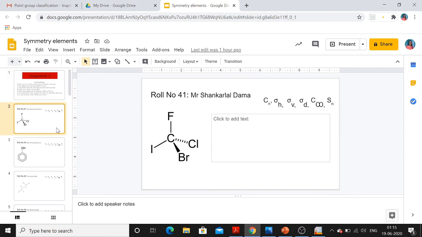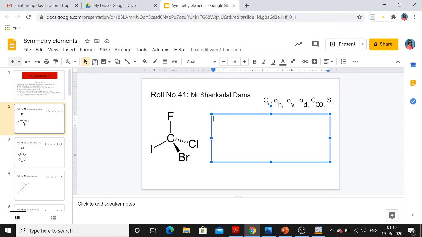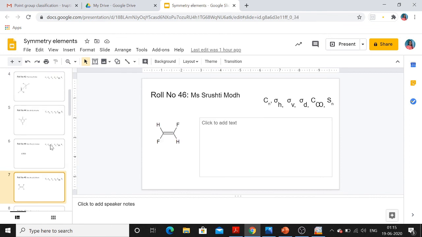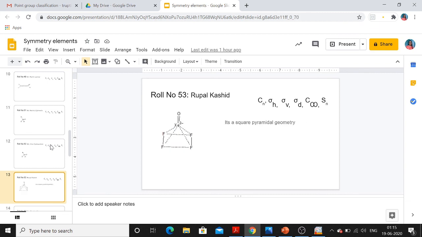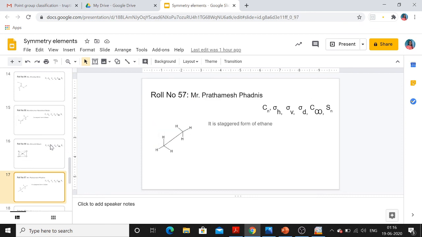You can see the next slides. I've written the roll number and your name over there. The structure is given. Find out all the symmetry operations and write them over here. For your convenience, I have written the symbols, so you don't have to search for the symbols while writing your answer. You can just copy them from here and paste them in your answer. Like this, you will find there are different slides available containing your roll number and your name. So go to your respective slide, solve that molecule, find out the symmetry operations and write down your answer. Thank you.